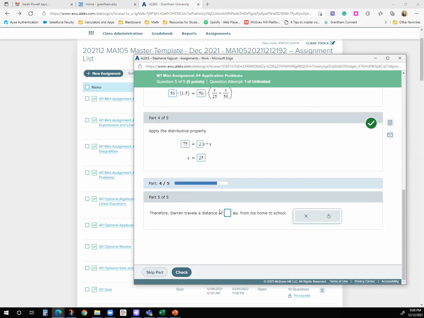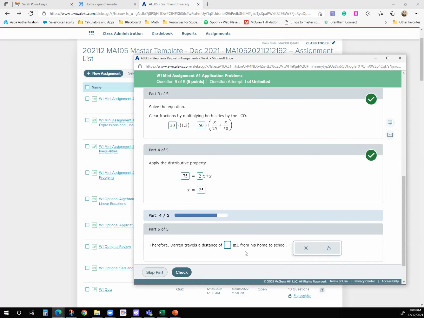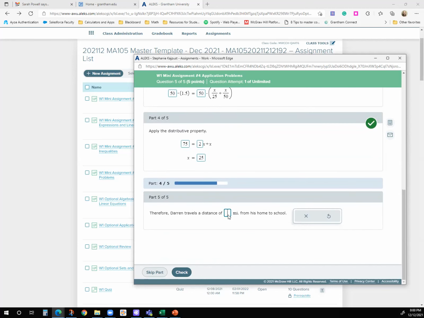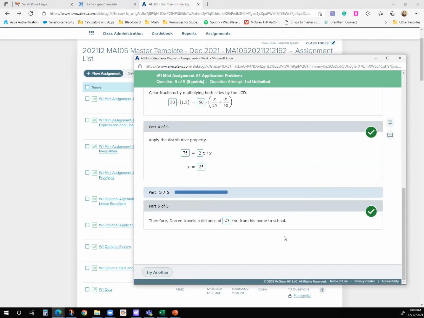So x is 25. It says he travels a distance of what from home to school. So going to school and home, it's x either way. So it's 25 miles. That's what this answer means. And then, ta-da!